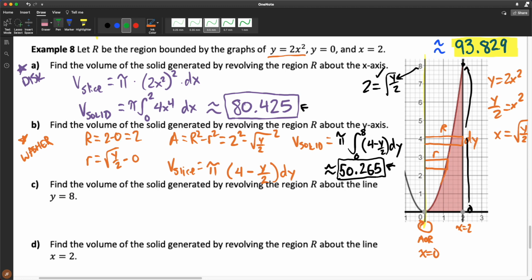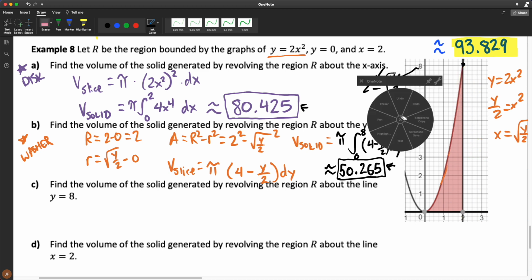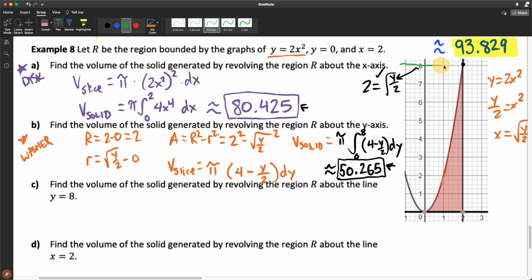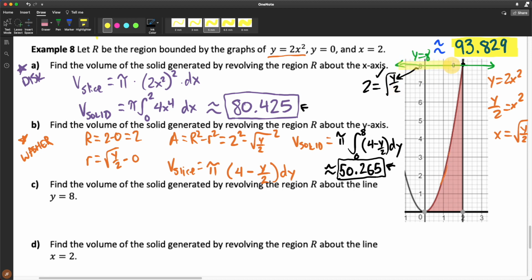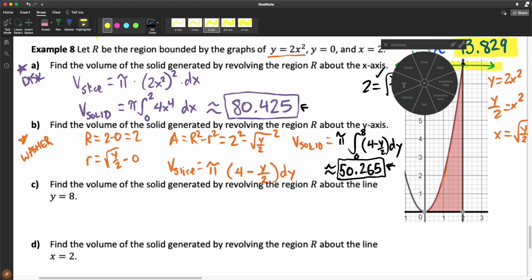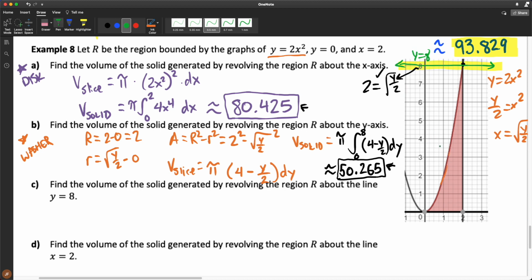Okay, part C. Find the volume of the solid generated by revolving the region R about the line y equals 8. Ooh, okay, so I need to do some more erasing. All right, y equals 8. That's this guy right here. All right, horizontal line, y equals 8. Okay, so we are revolving about that. So let's see, if we draw our region, it is not connected for the whole interval, so we're going to need to do washer method again. So determine which method to use.